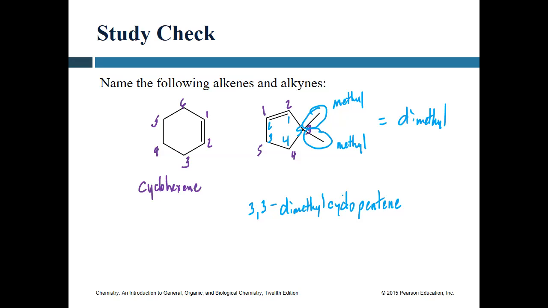Now, what else is attached to it? I've got 2 methyl groups attached to it. So that's dimethyl. Where are those 2 methyl groups? Well, they're both on 3. So that's where the 3,3 comes from. So I've got to put them all together. All right, questions with these?